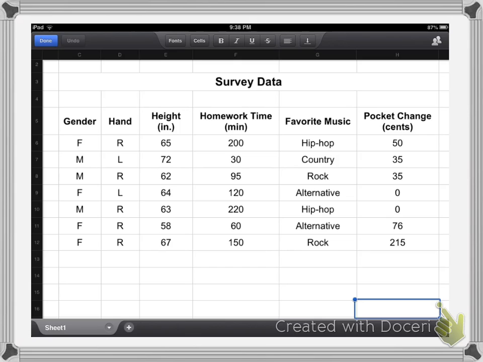Remember, categorical means that the variable can only fall into certain categories. It's not a particular value. So for this example, we have gender being a categorical variable. Handedness would be a categorical variable, and the favorite type of music would be the other one. And then remember that a quantitative variable is a variable that can take a certain value. So height would be one, homework time would be another, and the amount of pocket change that you have is a third.